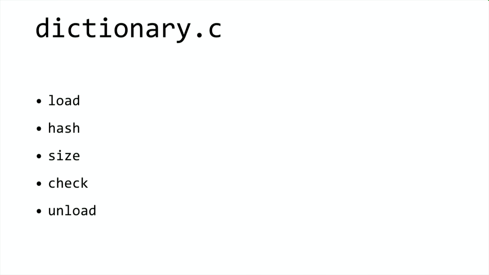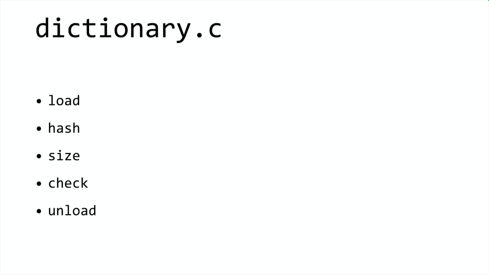So let's take a closer look at dictionary.c, because dictionary.c is the file that you'll have to edit in this problem in order to make this spell checker work. What are the 5 functions that you'll need to implement in dictionary.c? Well, the first is called load, which is responsible for loading all of the words in the dictionary into some sort of data structure, like a hash table.